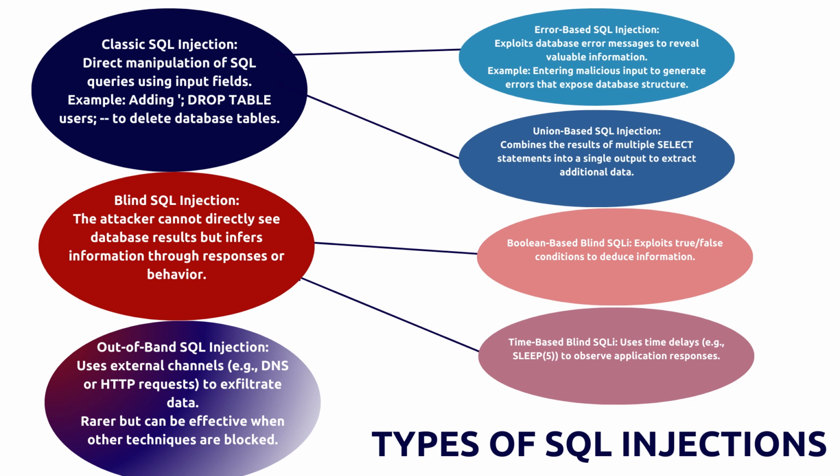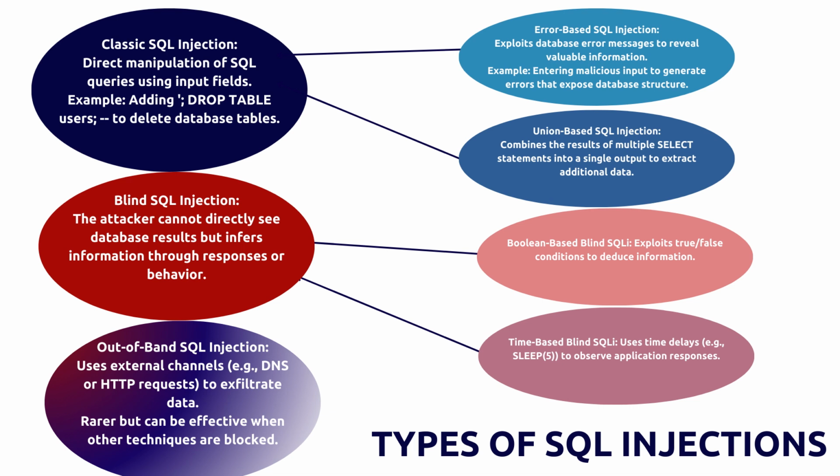What are their types? The Boolean-based blind SQL injection, which exploits true or false conditions to deduce information. And again, we have the time-based blind SQL injection, which uses time delays like SLEEP(5) to observe application responses. We have the error-based SQL injection, which exploits database error messages to reveal valuable information. Example, entering malicious input to generate errors that expose the database structure.